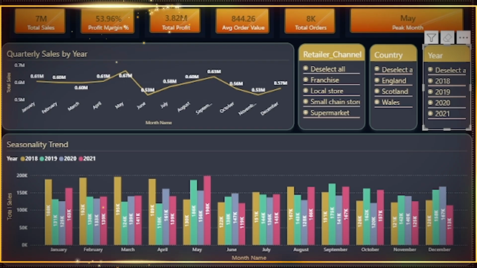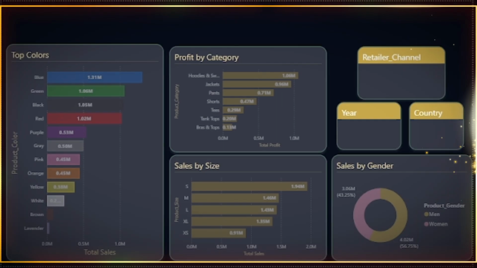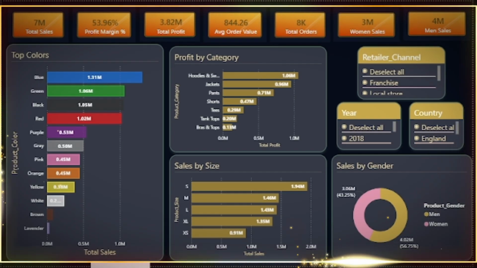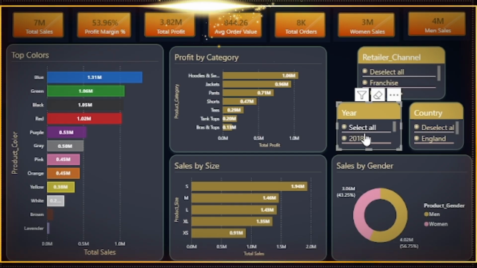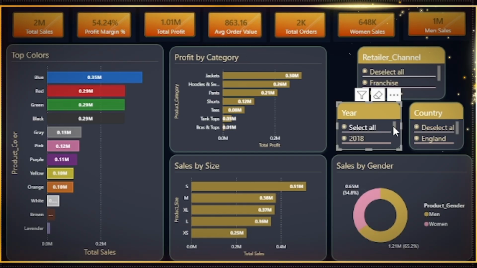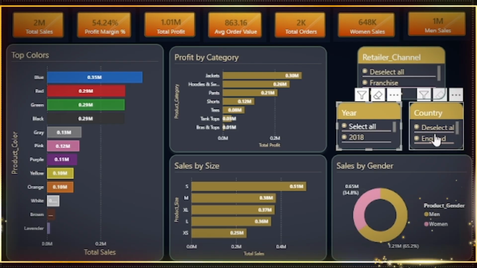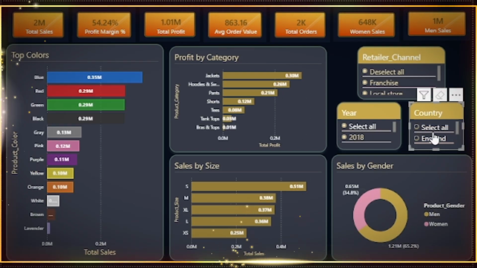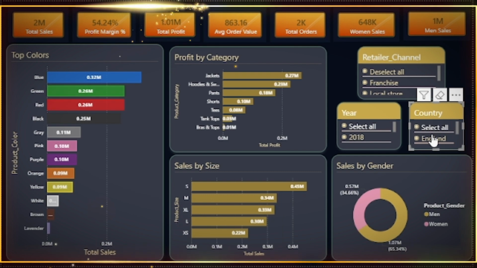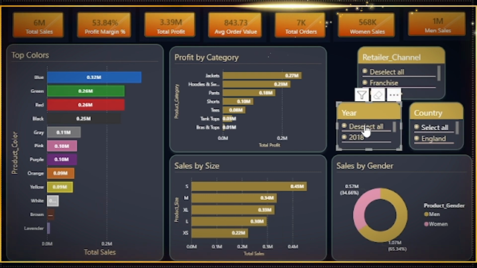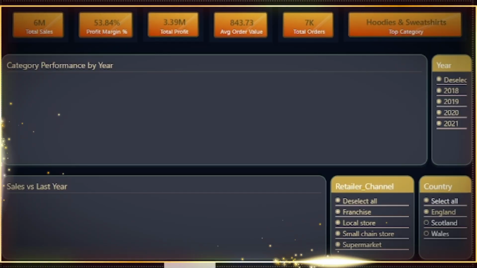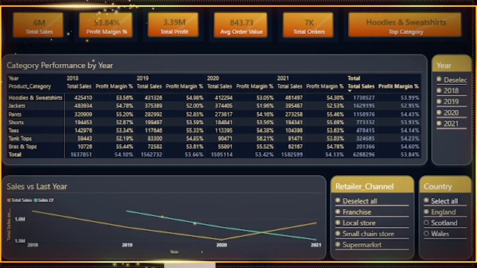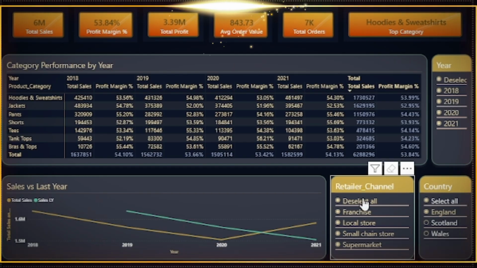2018 was the baseline year with £1.86 million in sales. 2019 dropped 5% to £1.76 million, a decline that accelerated into 2020, down another 4% to £1.69 million. Then in 2021, the business recovered, growing 5% back to £1.77 million. This is a classic COVID-19 impact pattern across UK retail, and the recovery in 2021 actually shows strong business resilience.